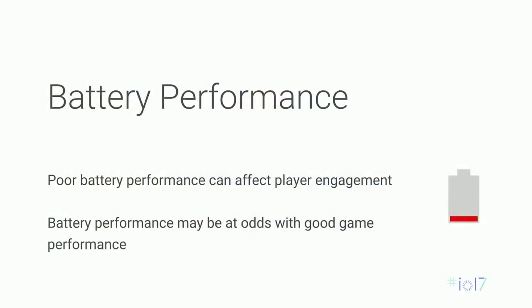Battery performance is also important. This affects how long your users can play the game. Unfortunately, high-performance games tend to use more battery. Vulkan can also help with this because it uses the CPU less. This is important because the CPU runs at a higher clock speed than the GPU, so it uses more power.